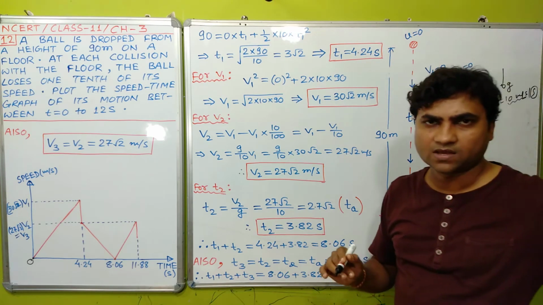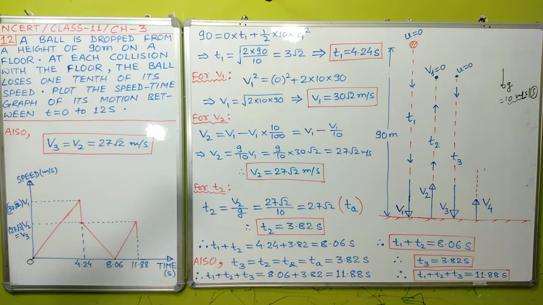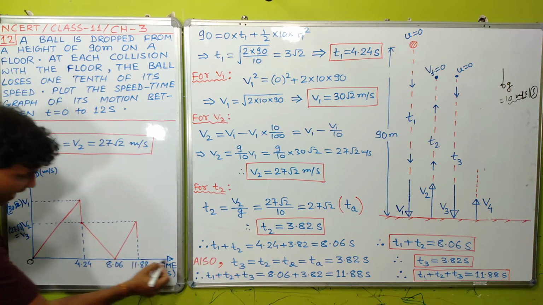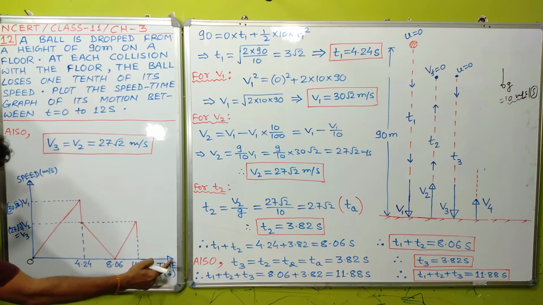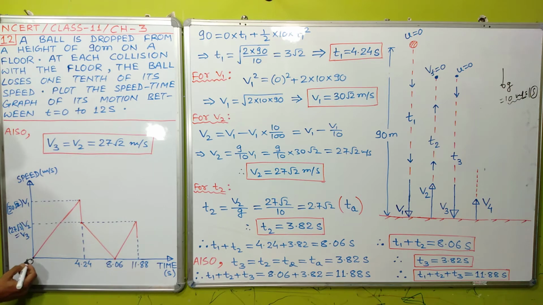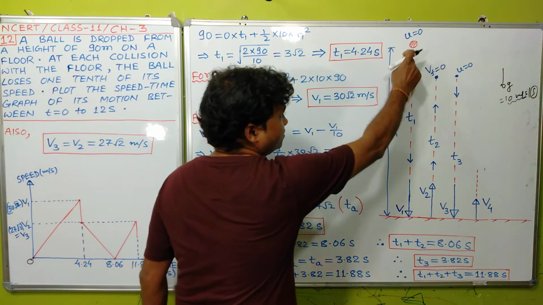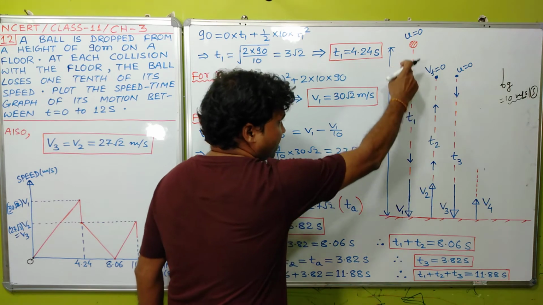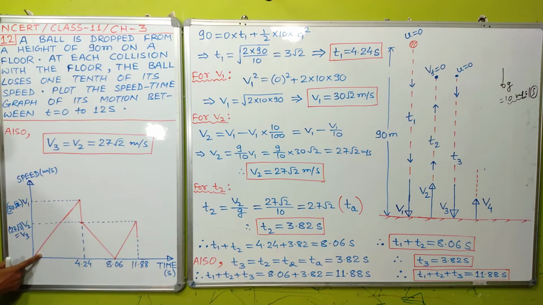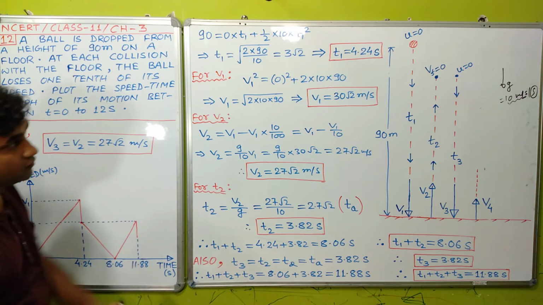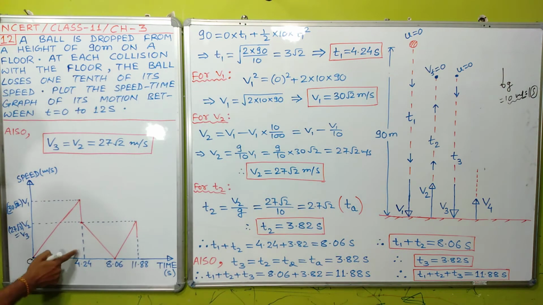Since the ball has initially been dropped, its initial speed is 0, so the graph will start from here. This is your speed axis, this is your time axis. Initially, at t equals 0, the speed is 0, and now the speed starts to increase. It strikes the ground with a speed v1. Its speed is increasing, and after time 4.24 it strikes the ground, and its speed is v1.